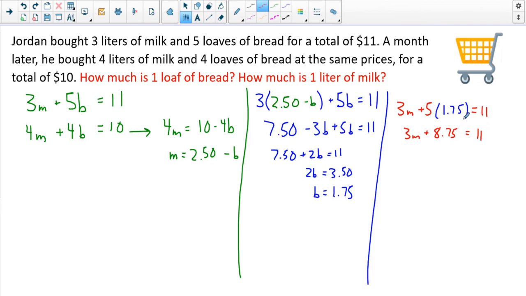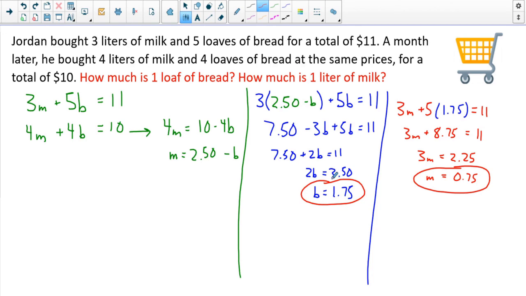Next, I can subtract 8.75 from both sides. So this is 3M equals 2.25. And then my last step here, just divide both sides by 3. It's going to give me 0.75. So 75 cents would be the cost of the milk. For the bread, it would just be $1.75.